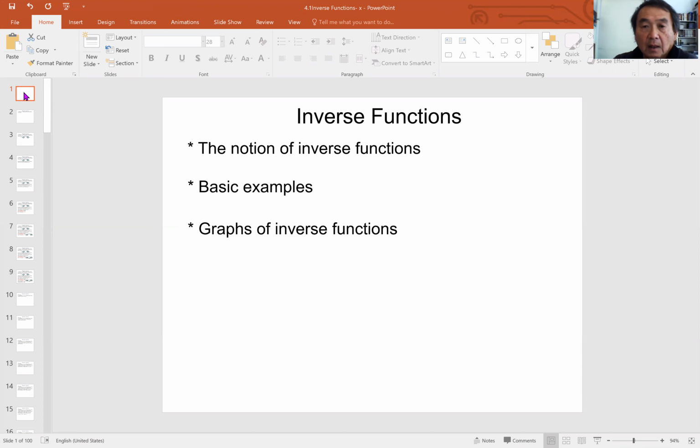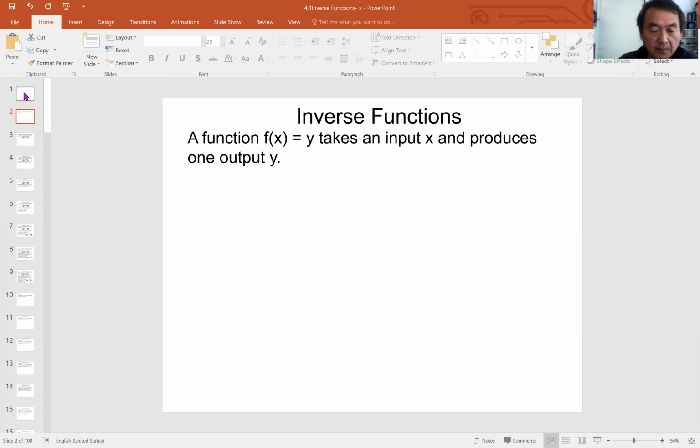We're going to talk about the notion of inverse functions and some basic algebraic examples, and a little bit about the graphs of inverse pairs of functions. Okay. We'll start with the definition of a function.